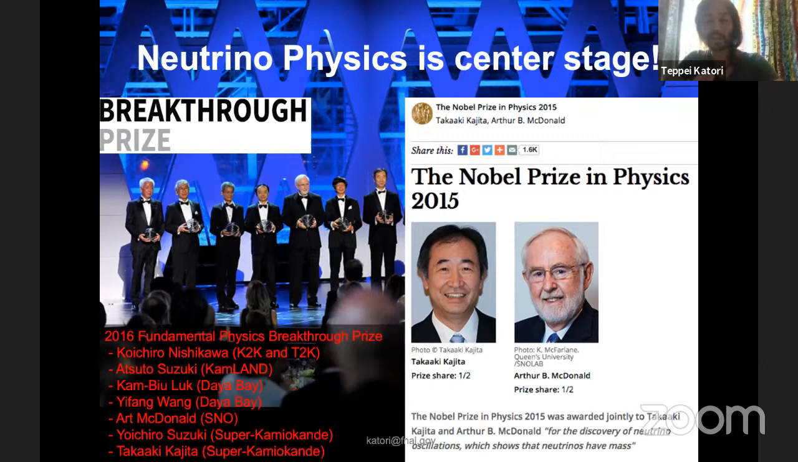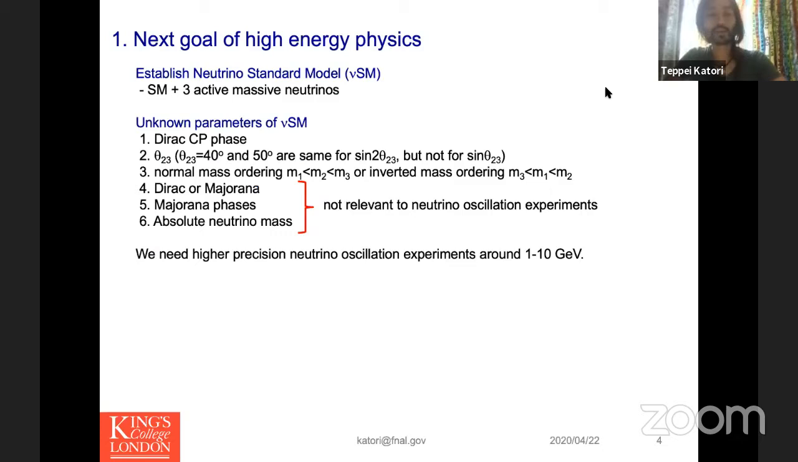The reason is that neutrino physics offers you the chance to measure something more. Now we know neutrino has a mass. So what we call the standard model is actually the neutrino standard model, which means the standard model plus three active massive neutrinos. By introducing massive neutrinos, you have new parameters. This is different from looking for a new particle beyond the standard model, which you don't know you will find or not, because these new parameters are something there and you can measure them.